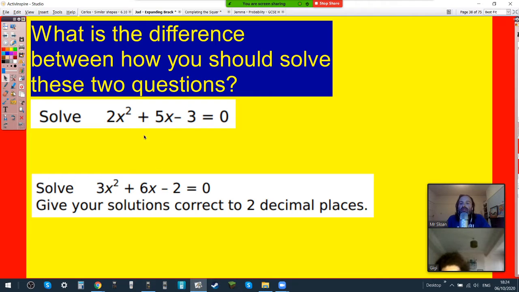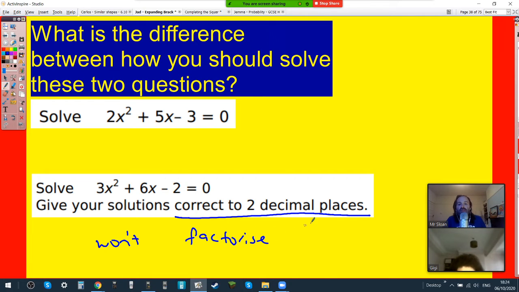This one here says solve. This is the one we solved. We got whatever the answers were. This one down here says correct to 2 decimal places. What that should tell you right away is it won't factorize. You won't get an answer like 2 and 6 or minus 3. It will be a long decimal, an irrational number, technically a surd, and so don't try to factorize it. You have to solve it using another method. What other method do you know for solving quadratics when you can't factorize it?